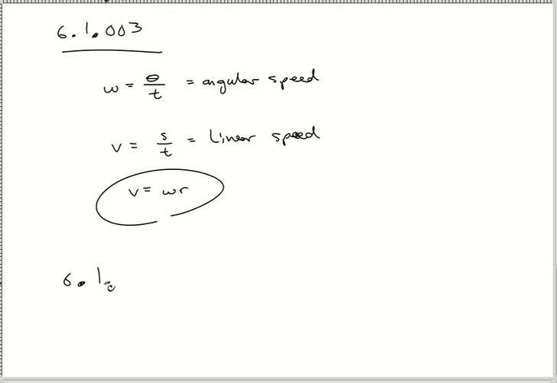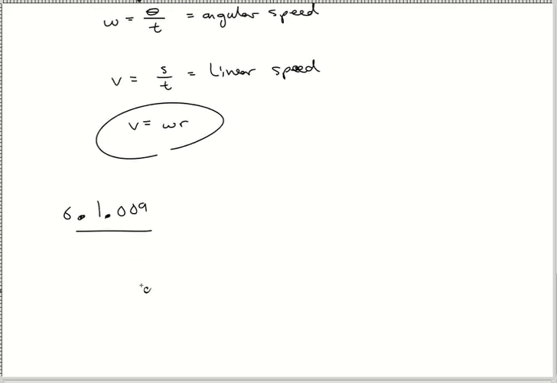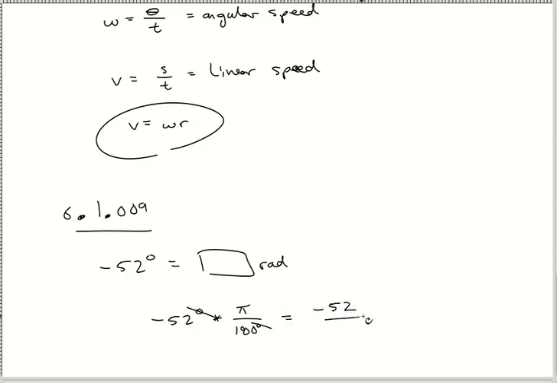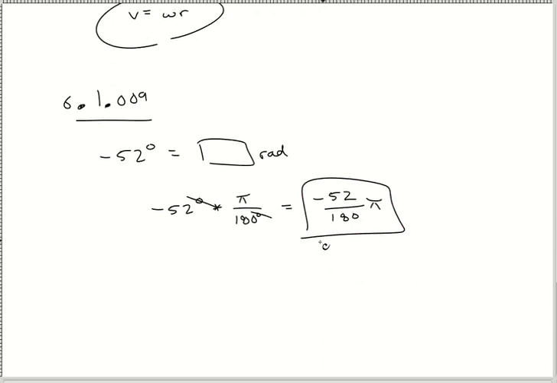Now that we got those done, let's actually do some math. They got negative 52 degrees is equal to blank radians. So, negative 52 degrees times pi over 180 degrees. Notice that my degree symbols cancel. So I basically have negative 52 over 180 pi, and you don't have to simplify. That's an appropriate answer, but I think WebAssign wants you to give a decimal, so you would have to use a calculator.